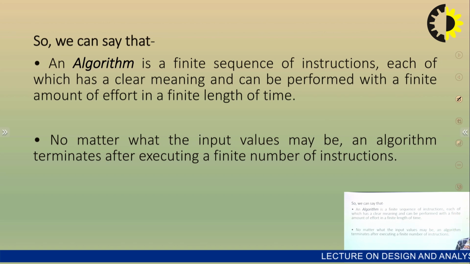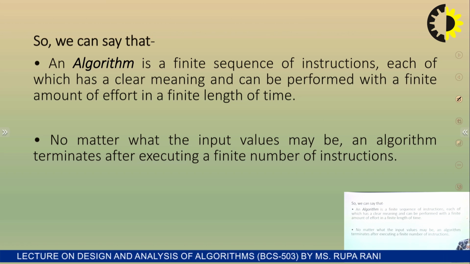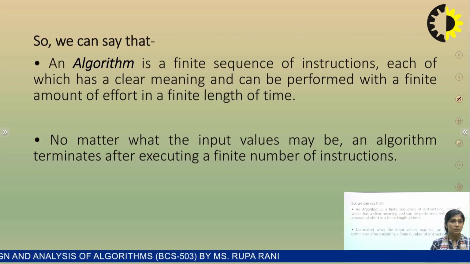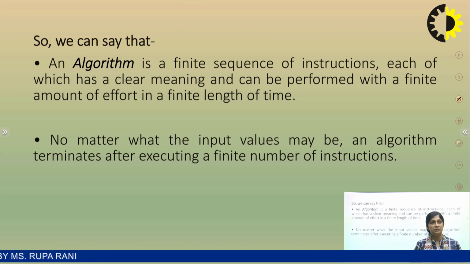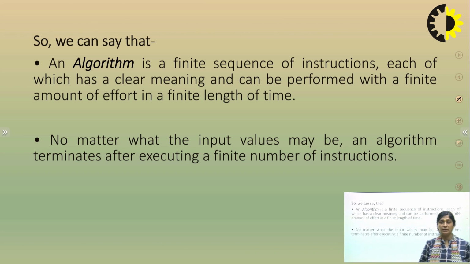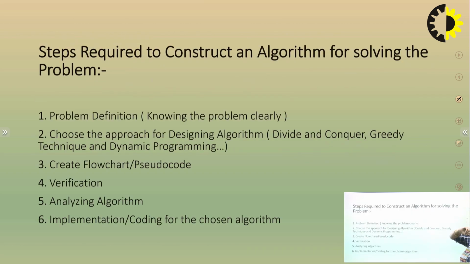Now we can say that an algorithm is a finite sequence of instructions, each of which has a clear meaning and can be performed with a finite amount of effort in a finite length of time, no matter what the input value may be. As I told you, input value may be 0 or more. An algorithm terminates after executing a finite number of instructions, as I told you, n equal to 5. After that, the algorithm will terminate, right? This is the meaning of algorithm.